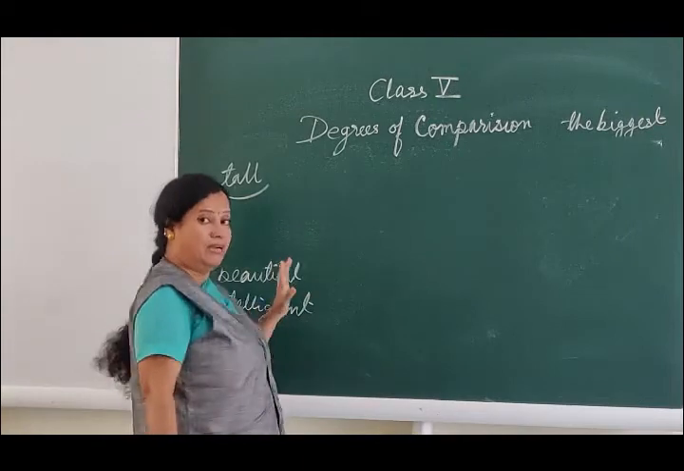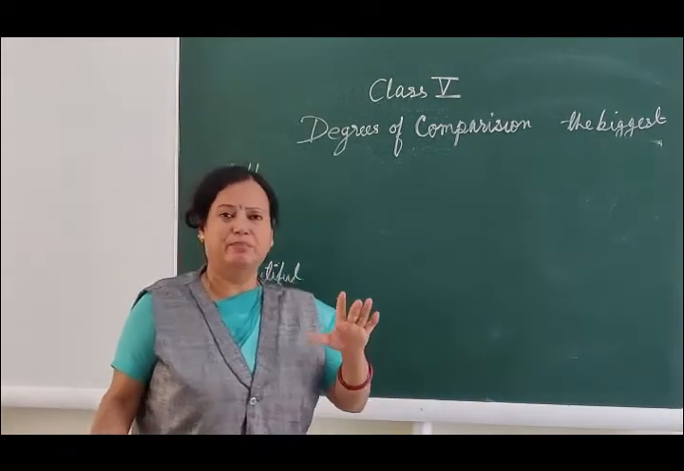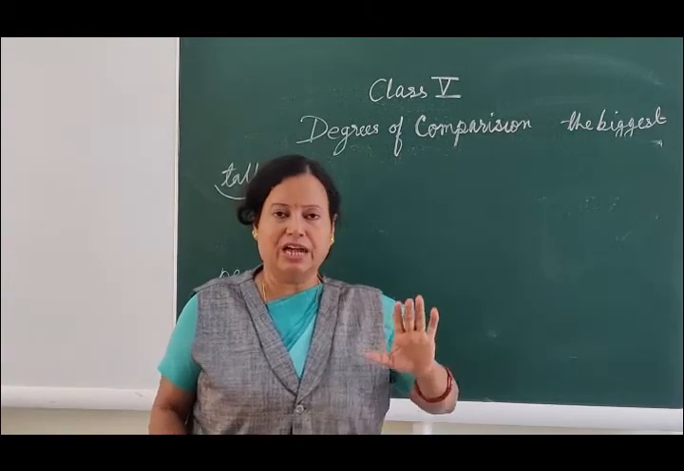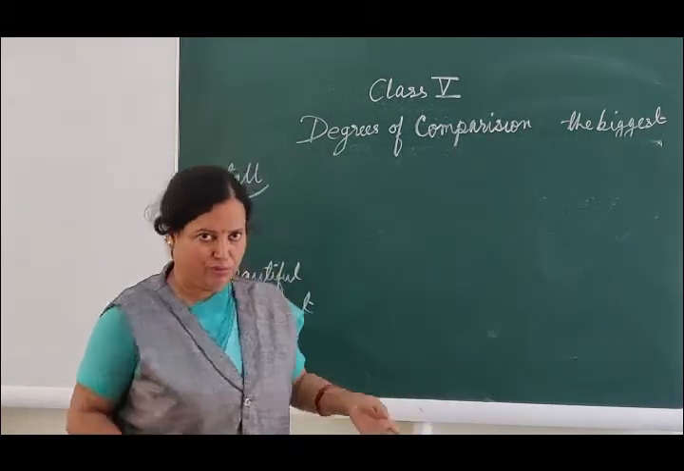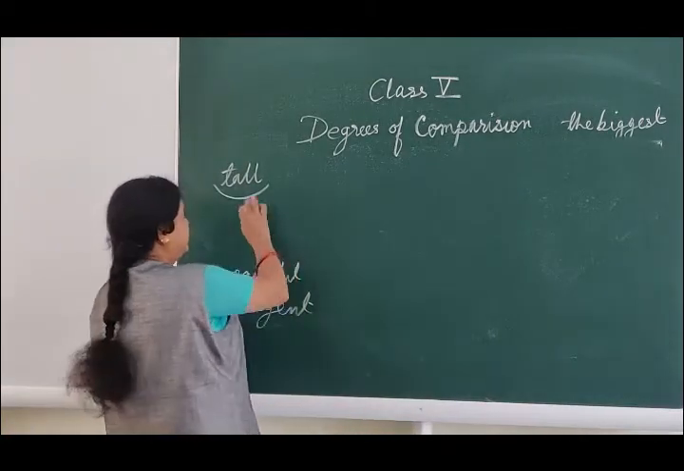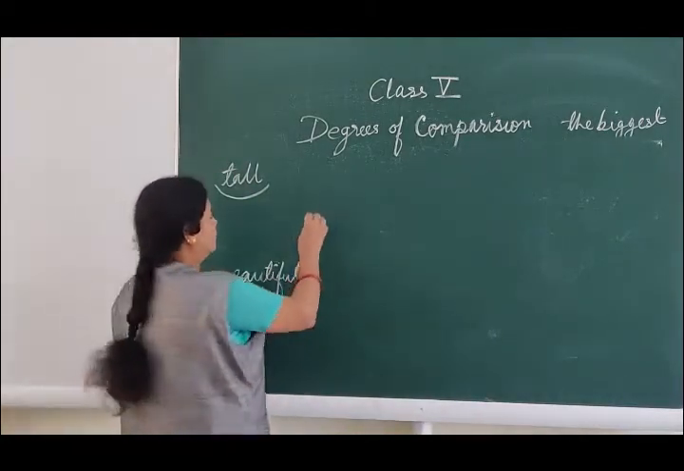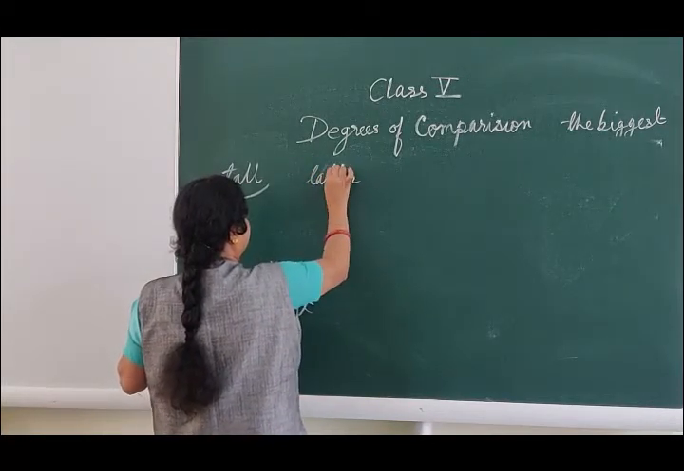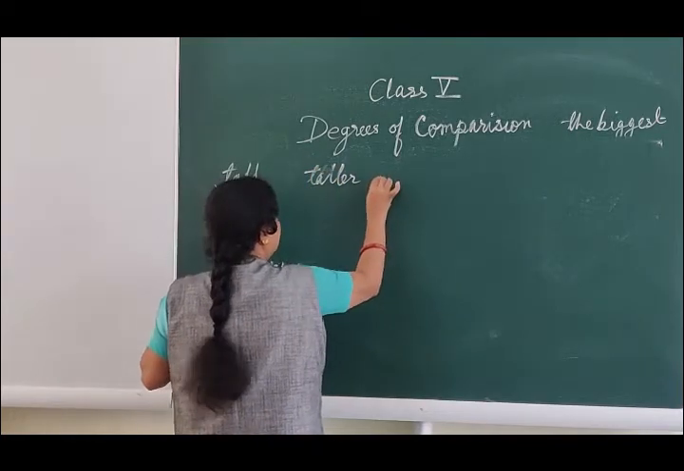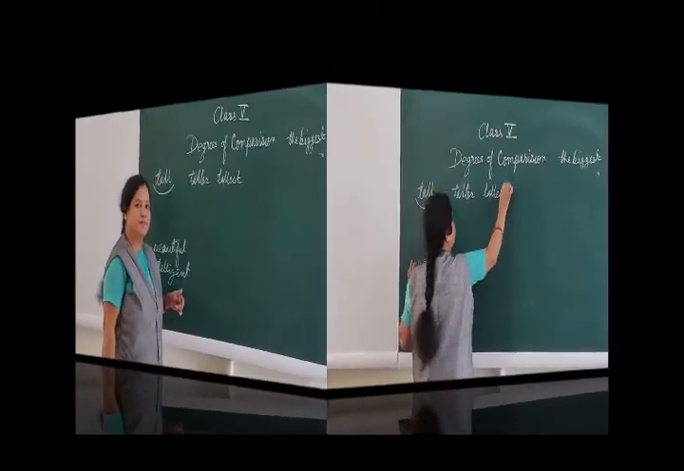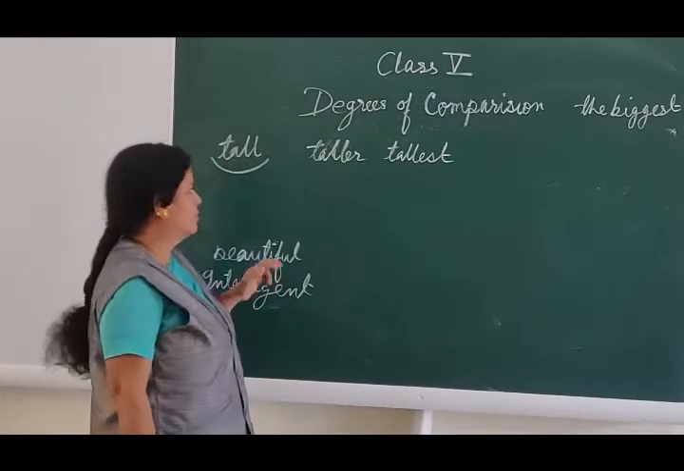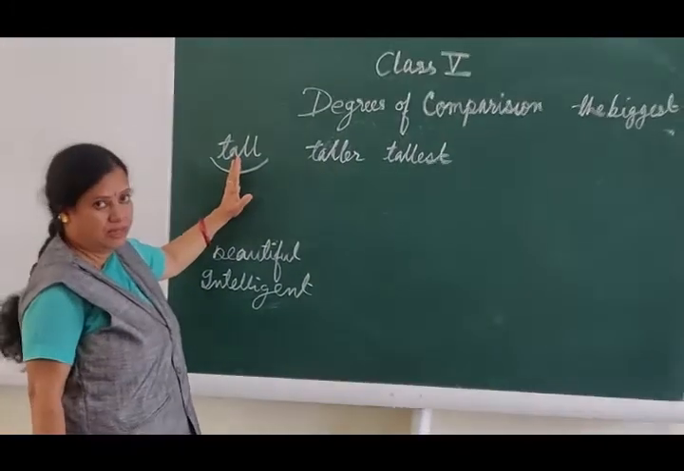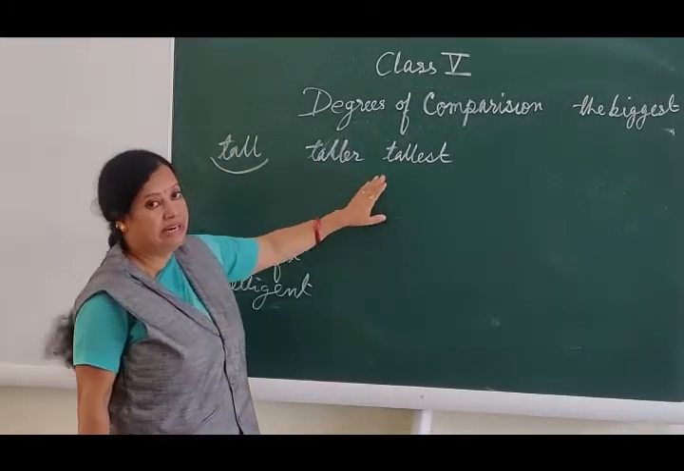Syllables are of many kinds: mono, di, tri, poly, and open syllable, closed syllable. Many types of syllables are there. Now for class 5th, I will explain a few. Tall has one syllable, so we make it taller and tallest. We add ER and EST. So tall, taller, tallest. As it has one syllable, that's why we add ER and EST.